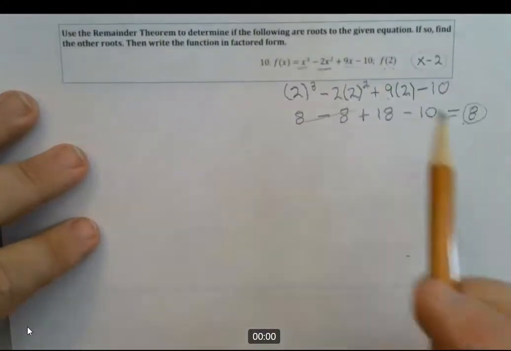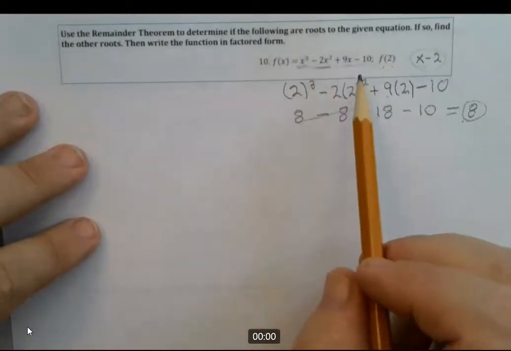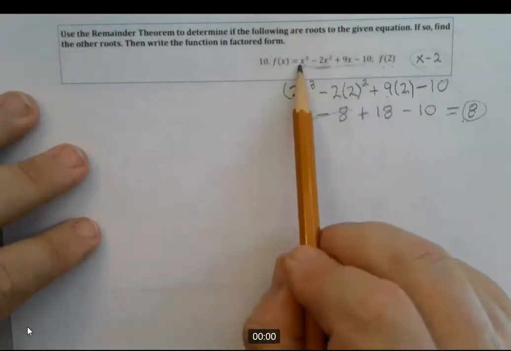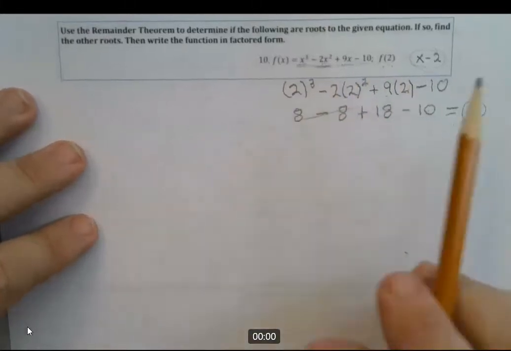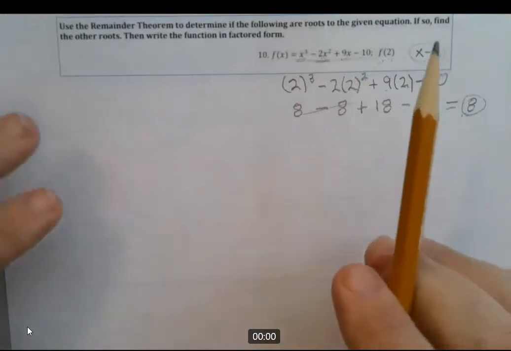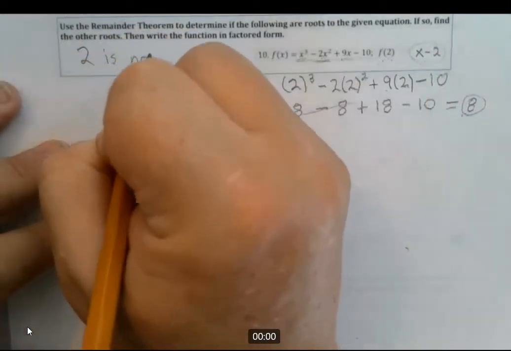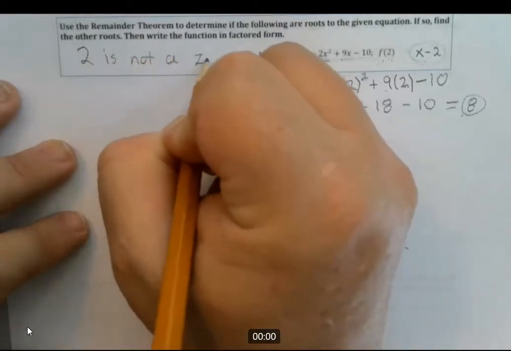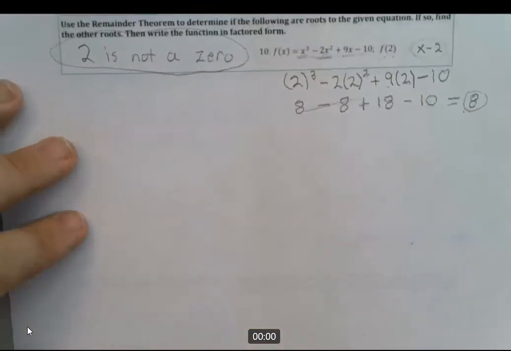You can't factor it. If it was possible to do this by grouping, you could, but that's not a factor by grouping. This is a 2-to-1 ratio. 10 over 9 is not a 2-to-1 ratio, so you couldn't factor it by grouping. So you're done with the problem, okay? So 2 is not a 0. That's basically the answer, so you can't go any further.